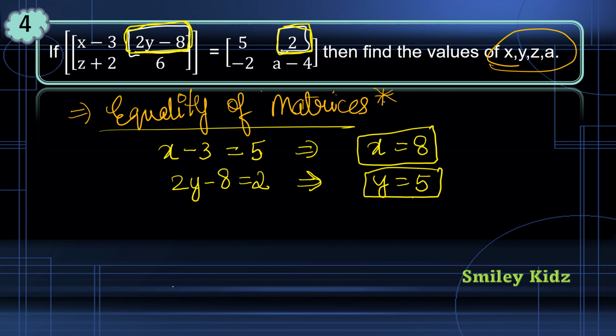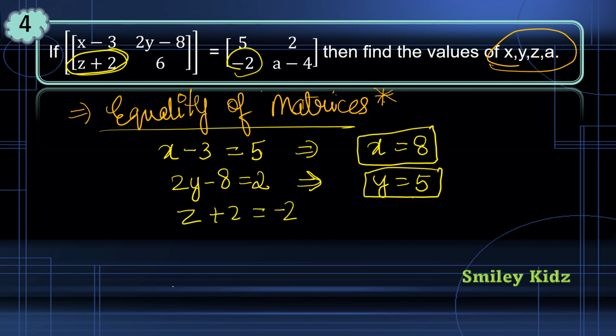Moving forward, we have z plus 2 and minus 2, which are equal by the equality of matrices. So z plus 2 is equal to minus 2. So z will be equal to minus 2 minus 2, which is minus 4. So the value of z over here is minus 4.